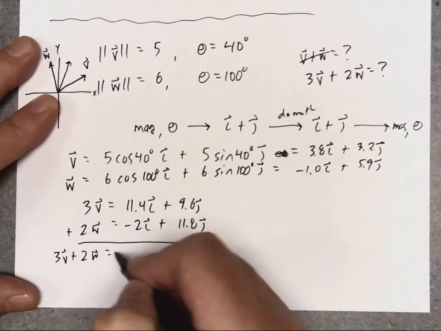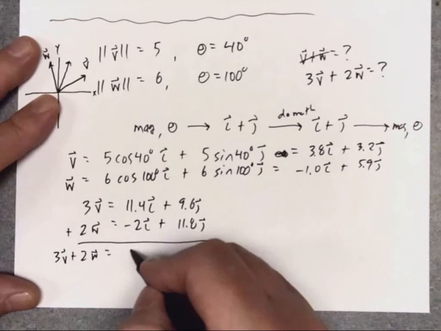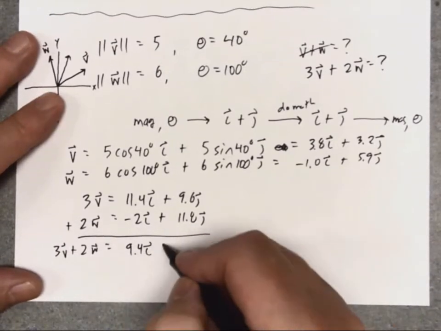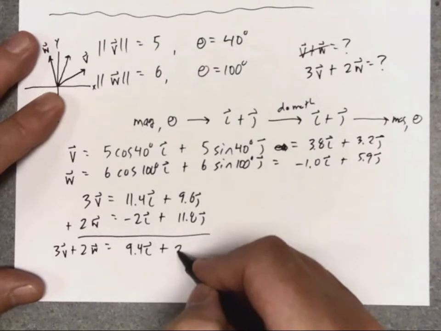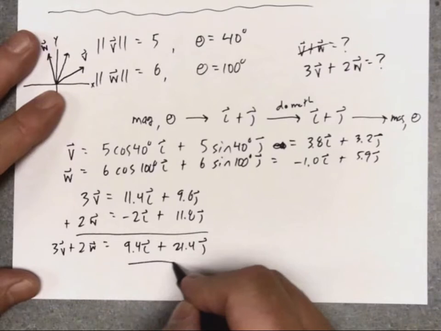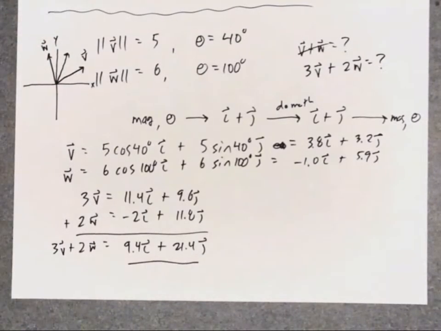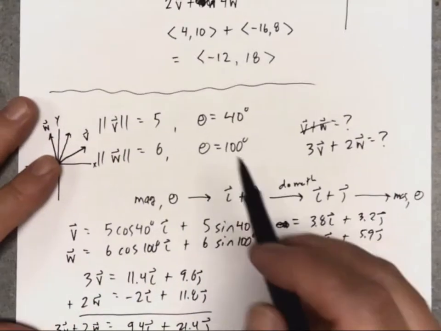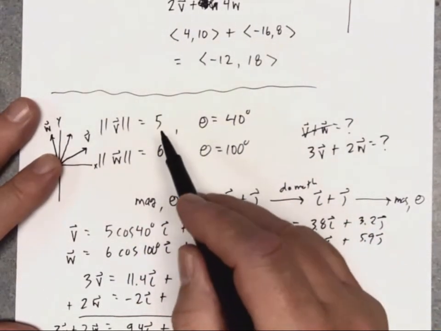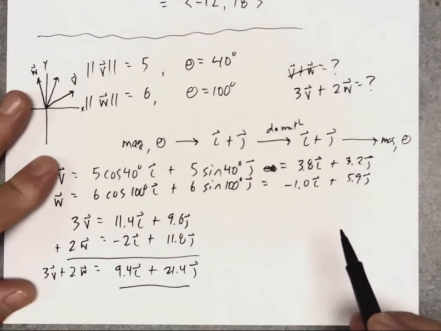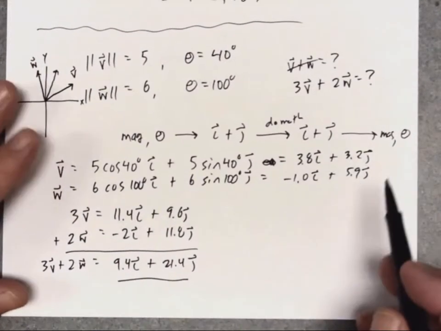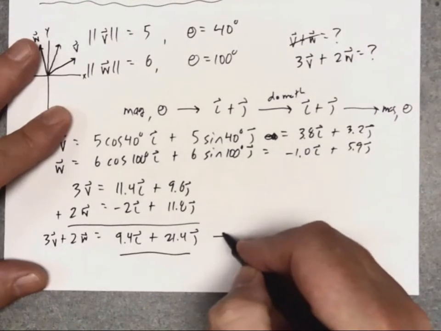So now, if I want to finally add these two together, 3v plus 2w would be 9.4i plus 21.4j. So that's really the answer now in ij form, but since the problem began with vectors written as magnitude and direction, that's how I want my final answer to be. So I now need to convert this back to magnitude and direction.